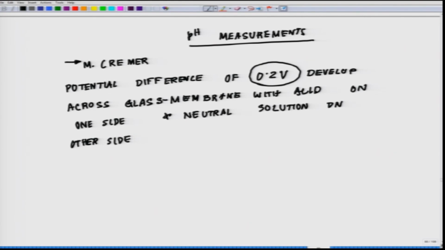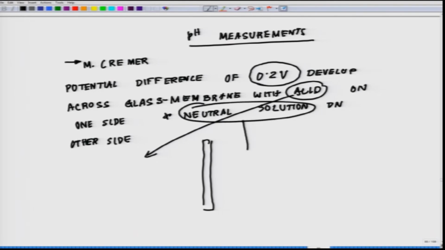So, the student working with Fritz Haber in Karlsruhe in 1908 improved the glass electrode and carried out the first acid-base titration to be monitored with a glass electrode. Essentially, suppose there is a glass membrane like this, and on one side you have acid and on the other side a neutral solution. Across it you read a voltage. If you connect it like this, you will be reading a voltage.